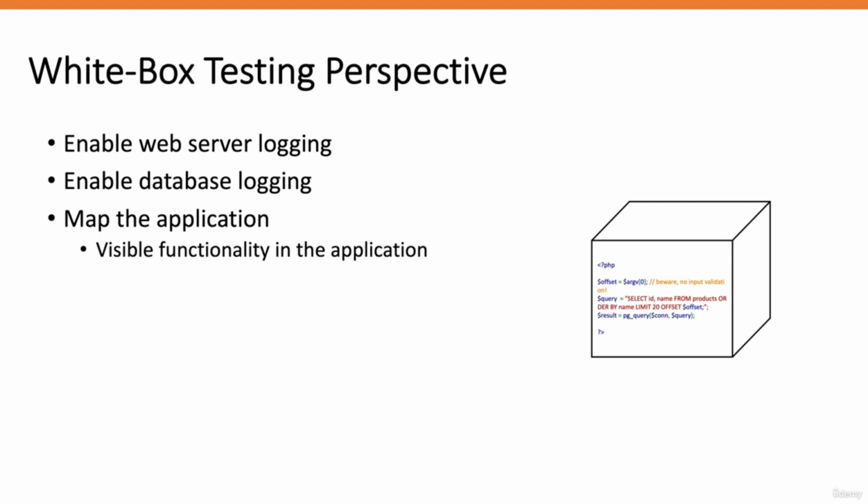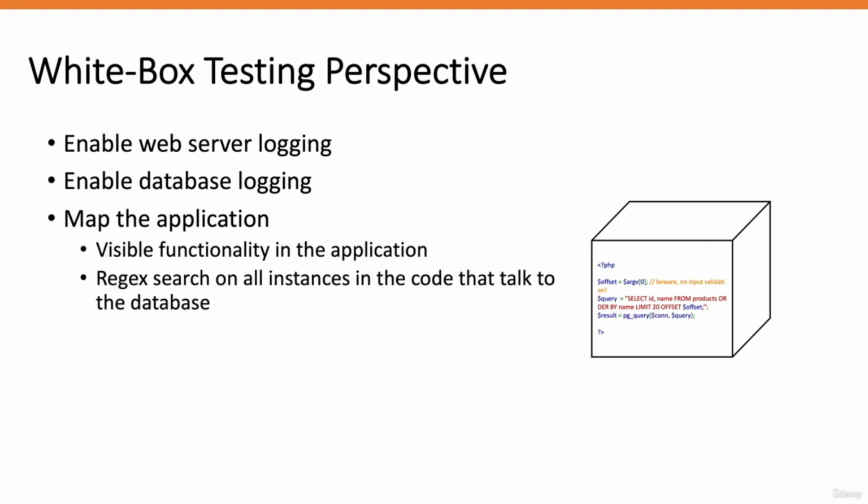Once I have my logging enabled, the next thing that I do is map the application, just like I would from a black box perspective. So I'll start with the application's graphical user interface. I'll map all the visible functionality in the application, and all the input vectors that potentially talk to the backend.